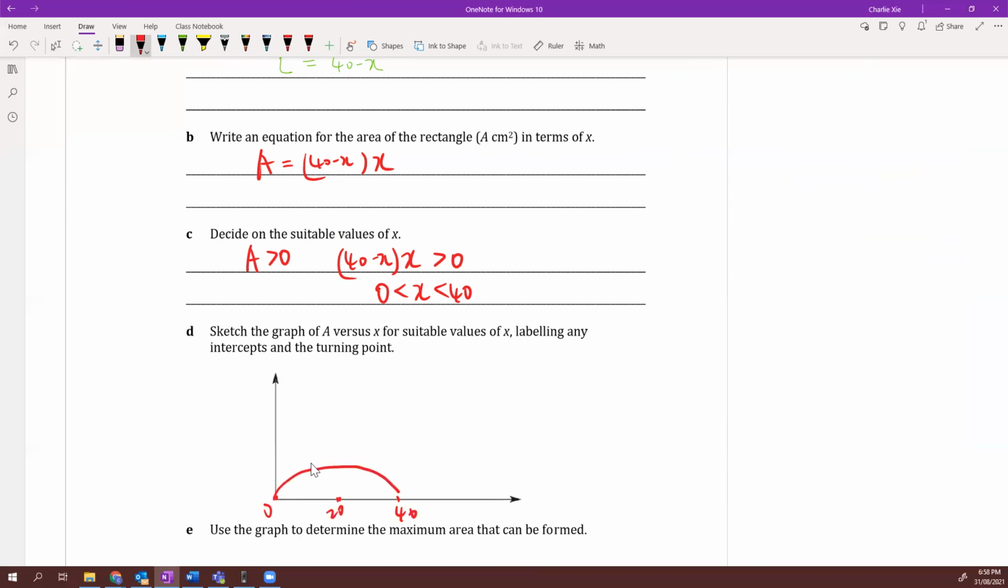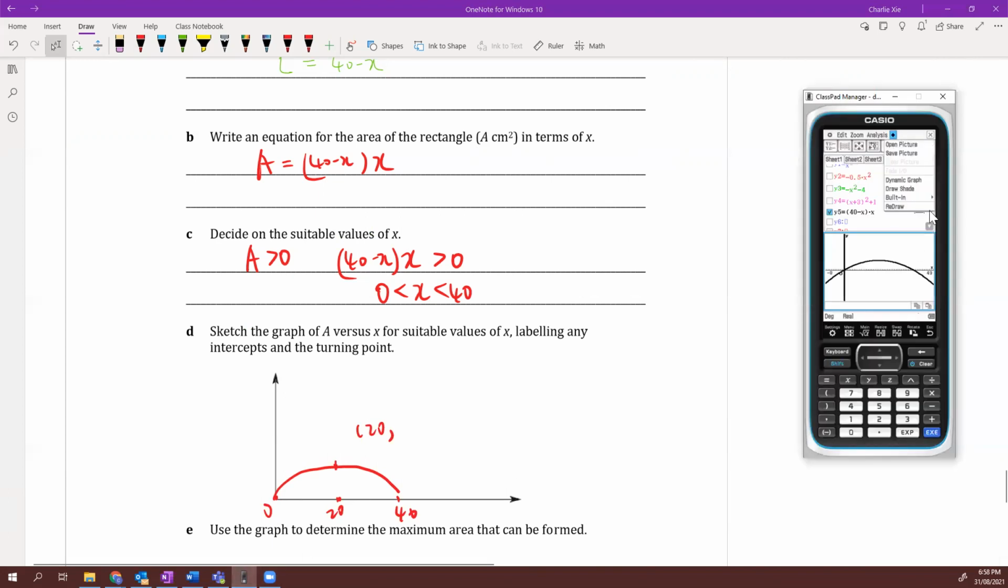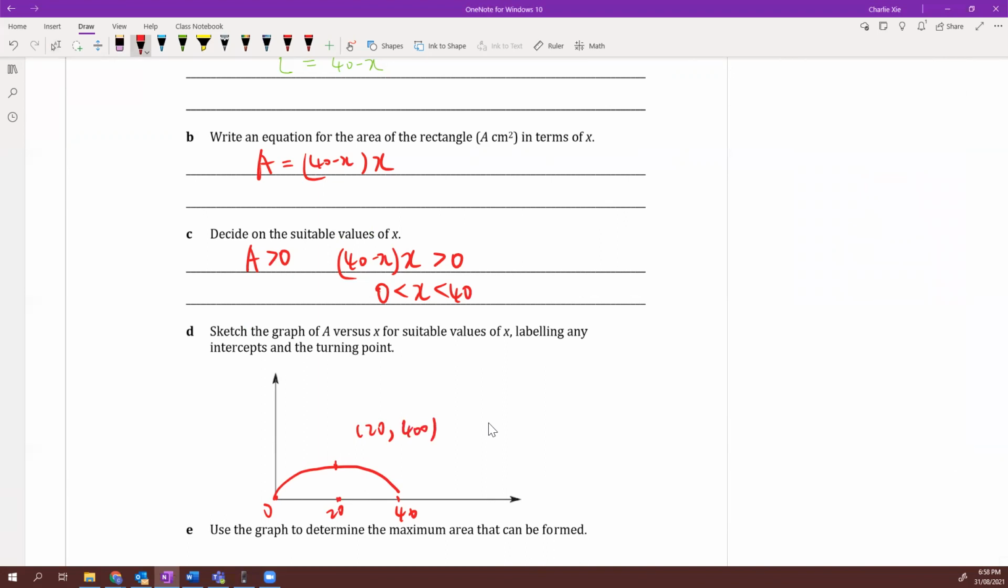And right in the middle, 20 would be your axis of symmetry. So when it's 20, you could use your calculator to find your maximum point. So F maximum, 20 and 400. Okay. So we worked it out. All right. And what about doing it without a calculator? Okay. So if you expand this expression, it's negative x squared plus 40x.